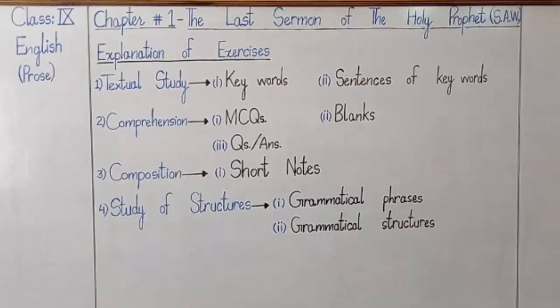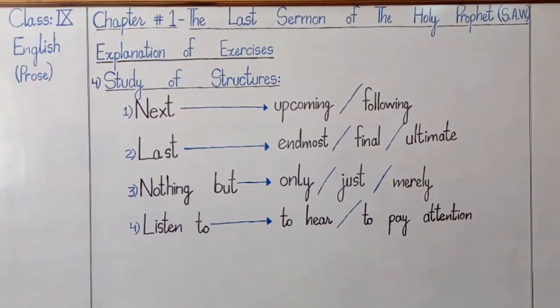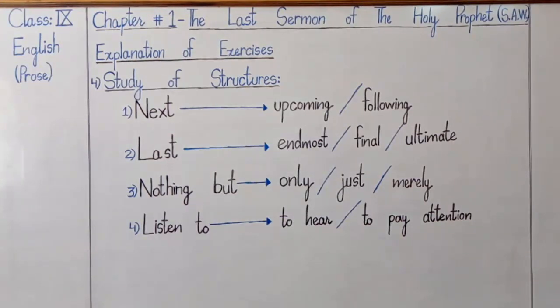Let's do the study of structures exercise. This is the last exercise of this chapter. You may open page number 5 in your books or look at your screens. This exercise covers some grammatical structures. I have written all these 4 structures on the board with their meanings. The first one is next, which means upcoming or following.